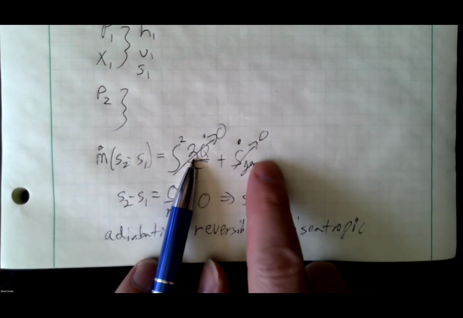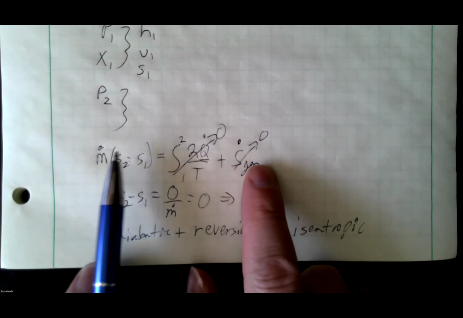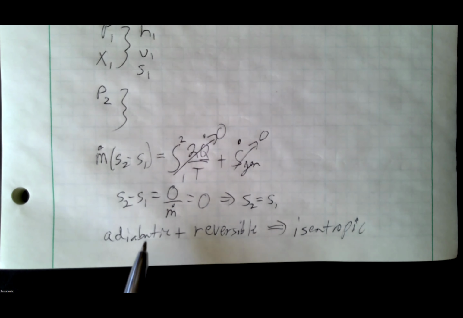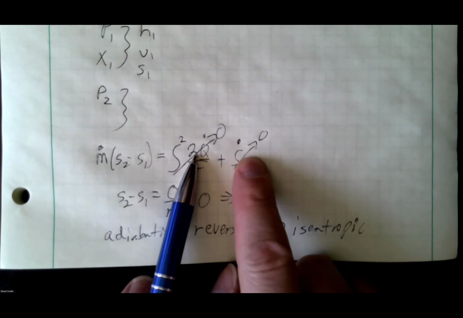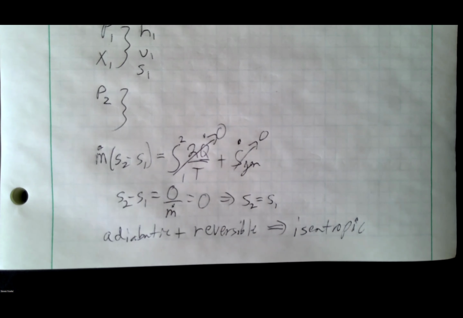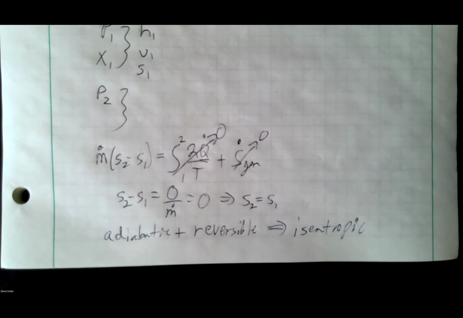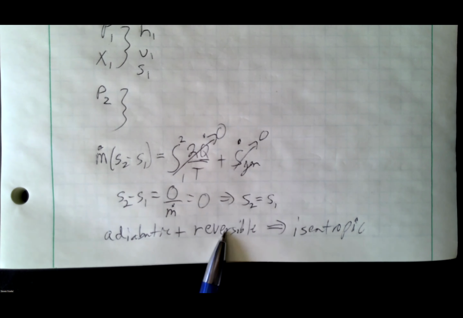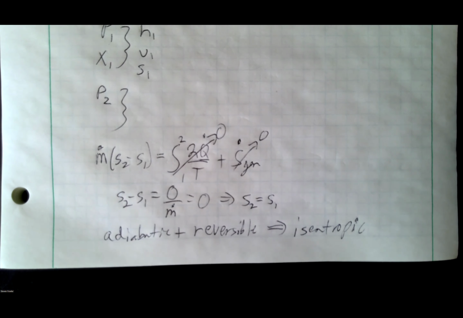This could be negative and this could be positive, and they can cancel each other out, and this could still be zero. But if I know this is zero and I know this is zero, then that tells me delta S is zero. All right, this video will be a little longer than 15 minutes, and that's okay. So if I know it's adiabatic and I know it's reversible, then I know it's isentropic. And that's what we have here.